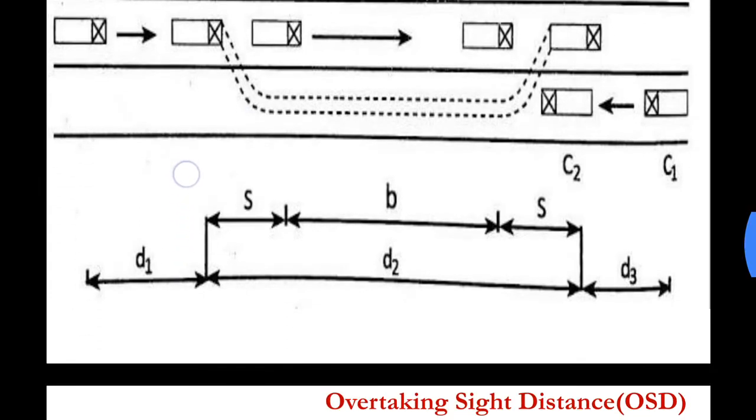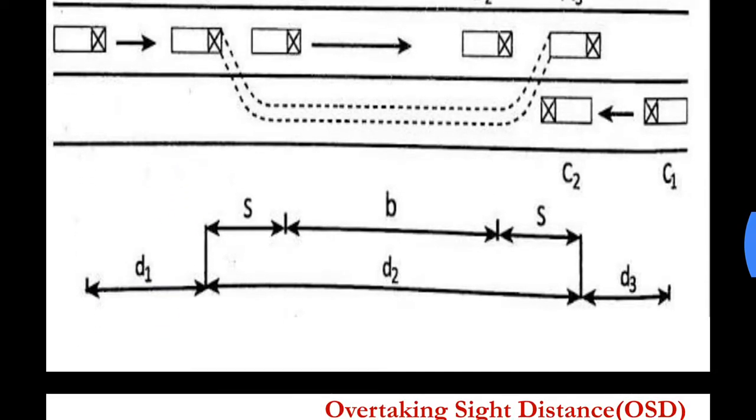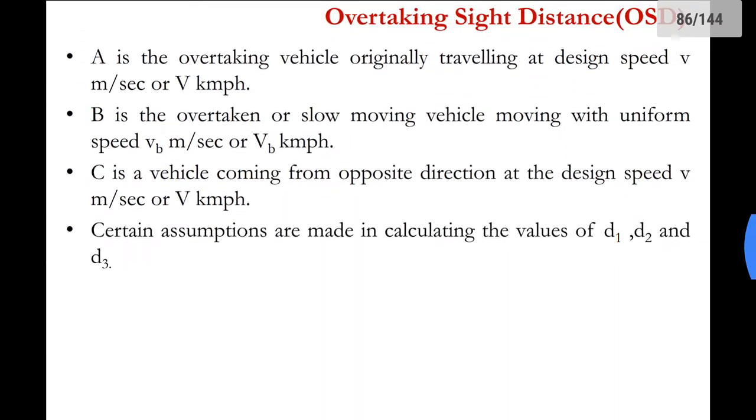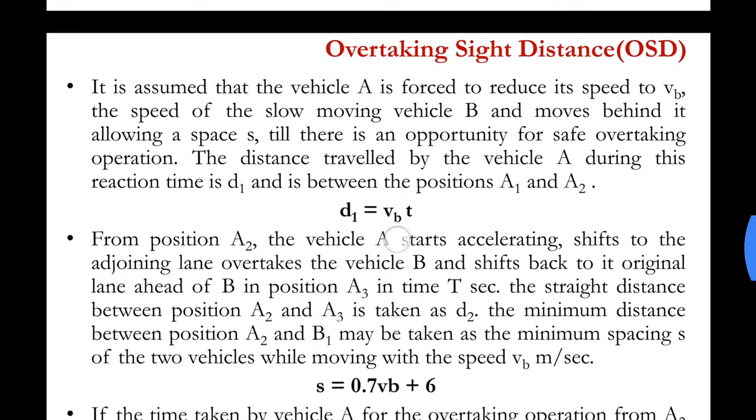As we know, speed is equal to distance by time taken. So distance would be speed into time, so d1 equals Vb into t.